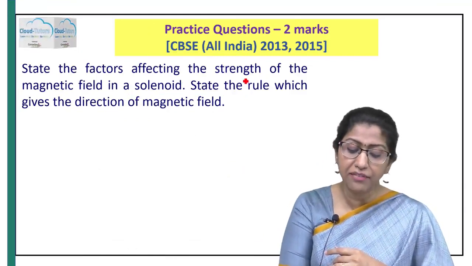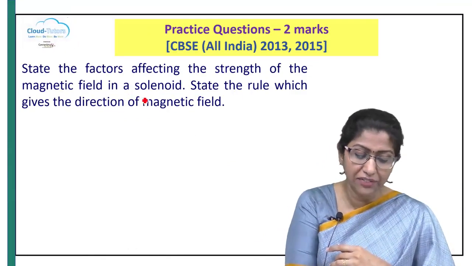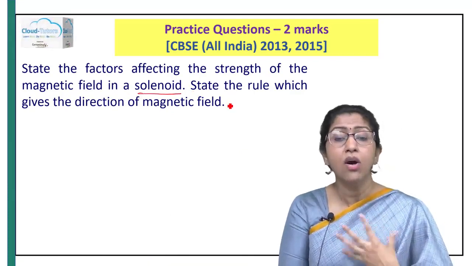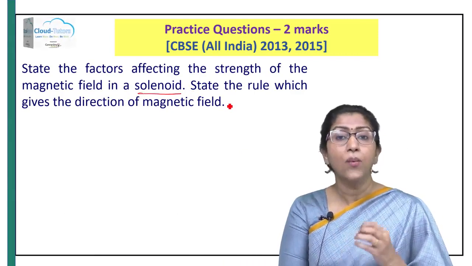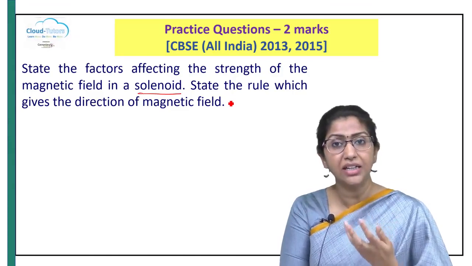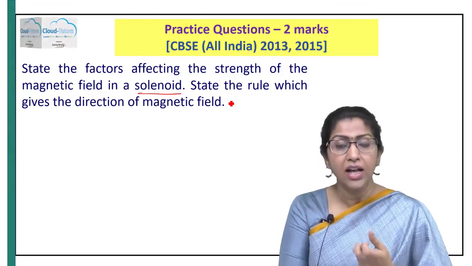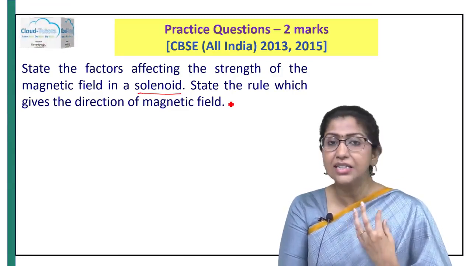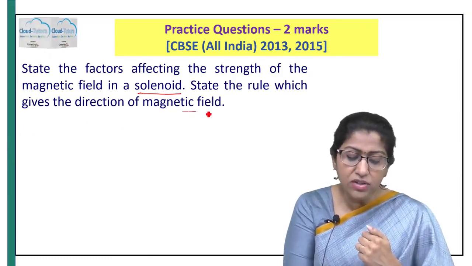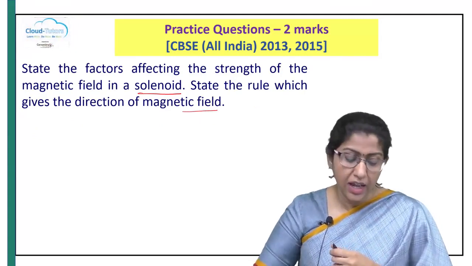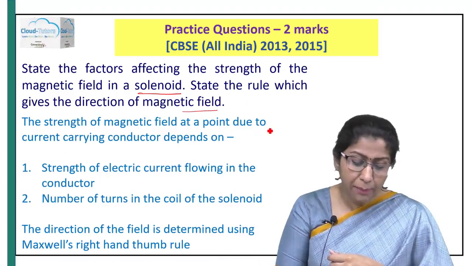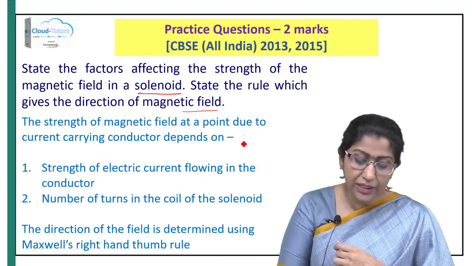state the factors affecting the strength of the magnetic field in a solenoid. Basically, it's an electromagnet, we know that. So what are they asking you? They are asking you, what are the factors that actually determine the magnetic field that is induced around a solenoid? Is it current? Is it the kind of wire that we use? What is it? And also state the rule which gives the direction of the magnetic field. For that, here is your answer. The strength of the magnetic field at a point due to a current carrying conductor depends on.